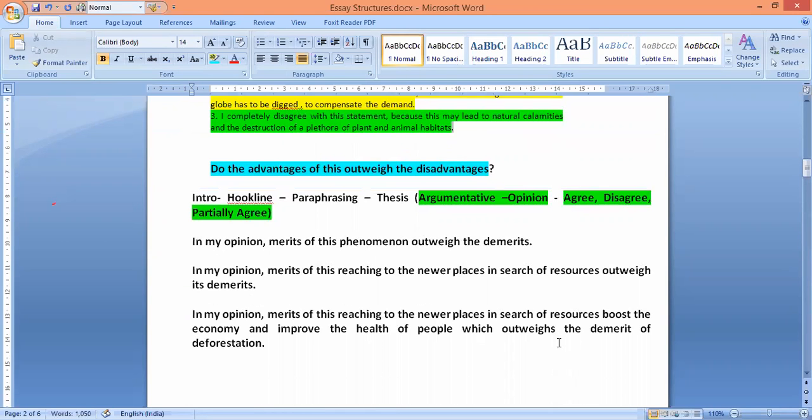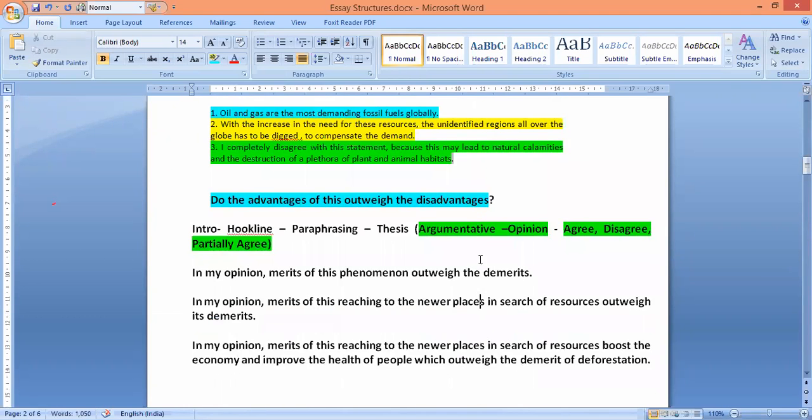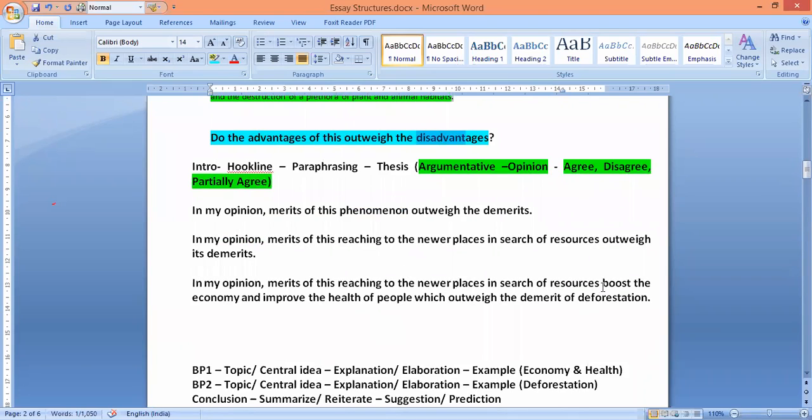One more thing: as you mentioned, in the question it's mentioned do advantages outweigh disadvantages, and if we don't agree with this and say that no, the disadvantages are more compared to advantages, how do you do that? Okay, that means you think that disadvantages are more than the advantages. Are you talking about that? Yeah. Okay.